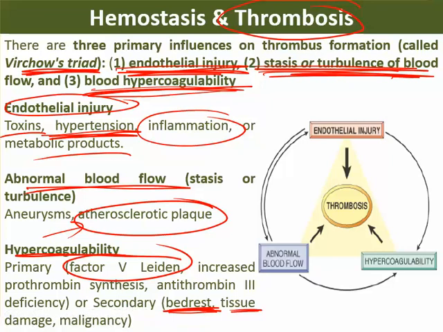So one is bed rest, then tissue damage. For example, the person got a massive burn injury. The burn injury can increase the hypercoagulability status, and some cancers will produce clotting factors. Some cancer cells will produce clotting factors. So these are the three reasons for thrombus formation.